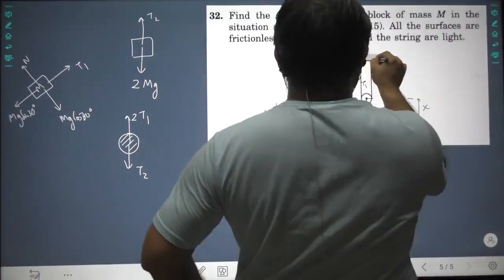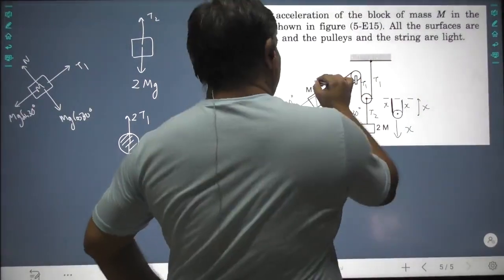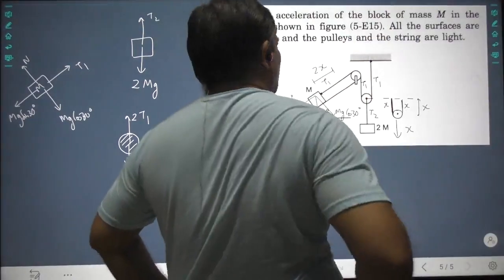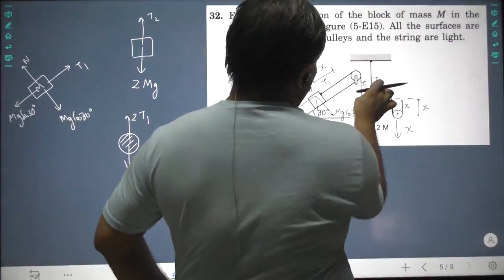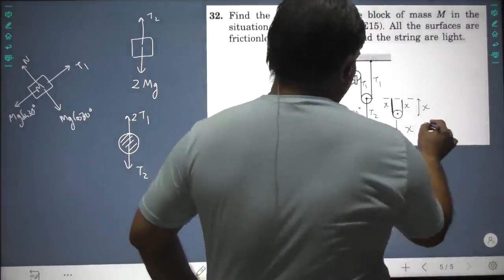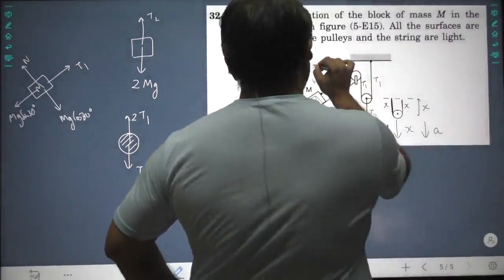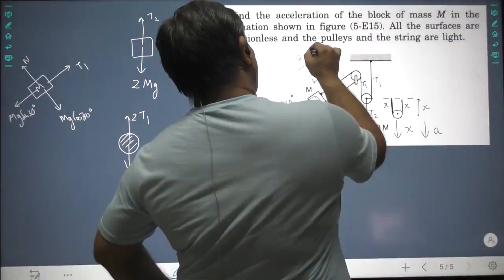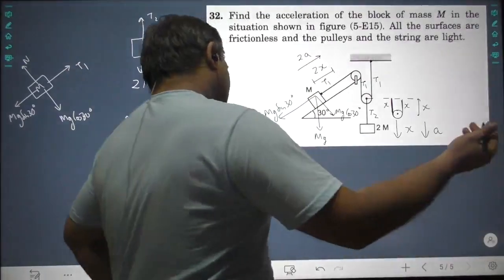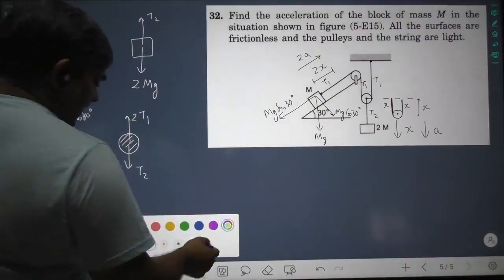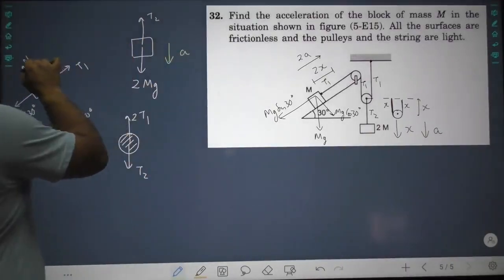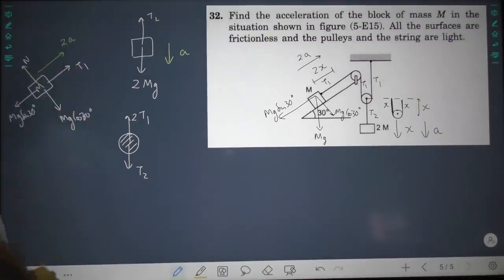Here this is fixed and this is the moving end. So this has to move 2x distance up to get 2x units of string. Is this thing clear? So if this has acceleration a downward, this will have acceleration 2a in this direction. Did any one of you get this acceleration part right? a and 2a. Very good. You all are learning.